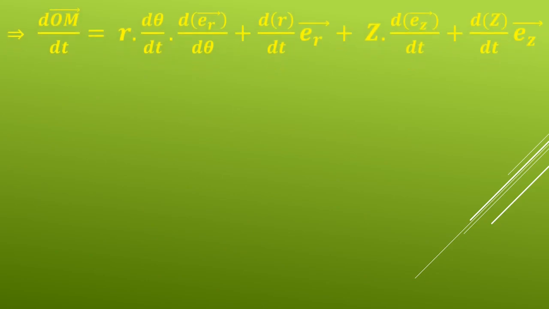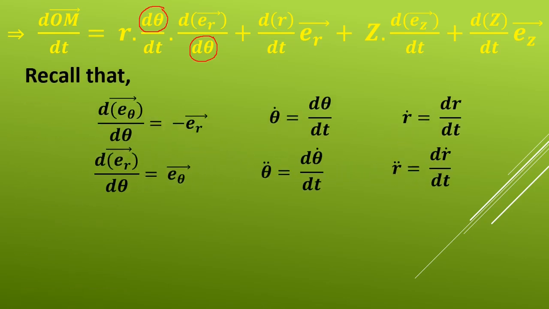So now, if you observe the expression of the derivative of the OM vector with respect to time, you are going to observe that the very first term in that expression was divided by d theta both in the numerator and the denominator. I know you are going to ask yourself, why divide both the numerator and denominator by d theta? To answer that question, let's first of all recall that the differential of e_theta with respect to theta equals negative e_r, while the differential of e_r with respect to theta equals e_theta.